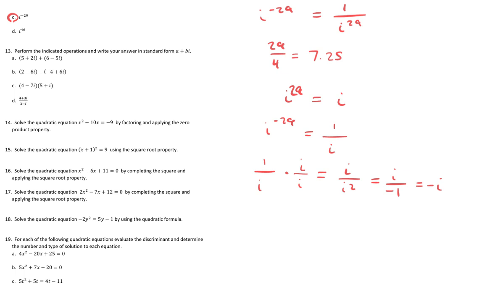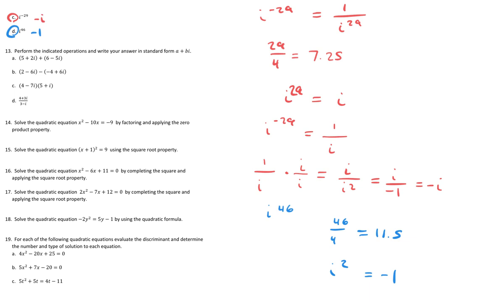So looking at this last one, D here, we have i to the 46. So 46 divided by 4 is going to be 11.5. Because we get this 0.5 remainder, that means we have 2 i's left over, basically. So we're going to have i squared, which is just equal to negative 1. So this one is negative 1, and this one here was negative i.